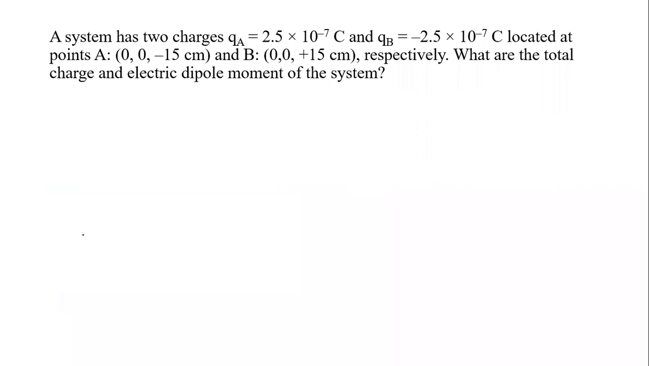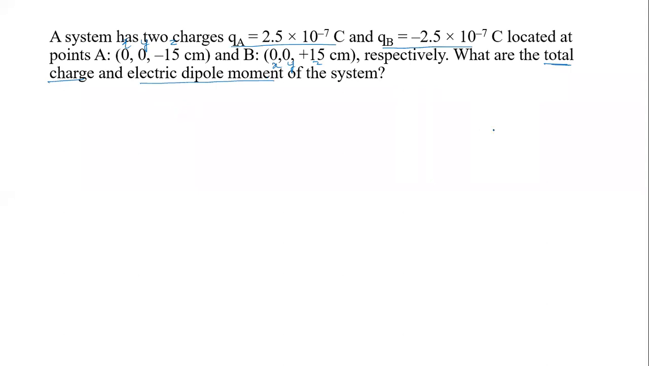The question is asking about a system of two charges, QA and QB, located at (0, 0, -15) and (0, 0, +15), that is x, y, z, which means they are on the z axis, respectively. What are they asking? They ask for the total charge and the electric dipole moment.